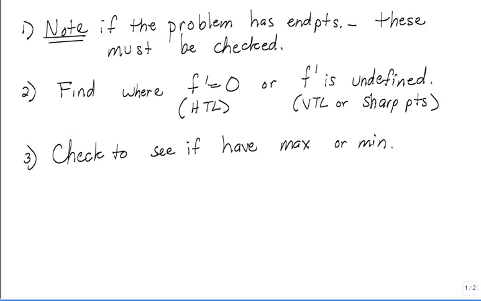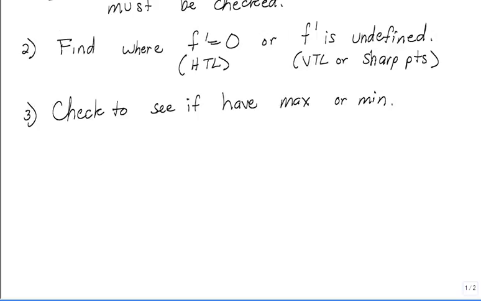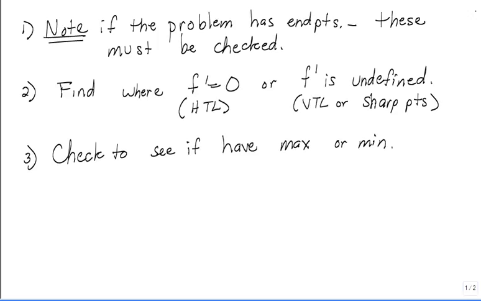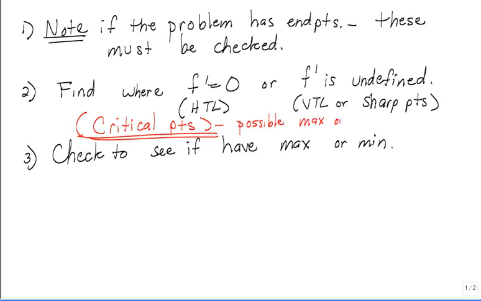Okay, so let's do an example. Actually, before I do that, I need to go back up here. These points are called critical points. They're possible max and min points, but you have to check that. So where f prime is equal to 0 or f prime is undefined is a possible max or min point.